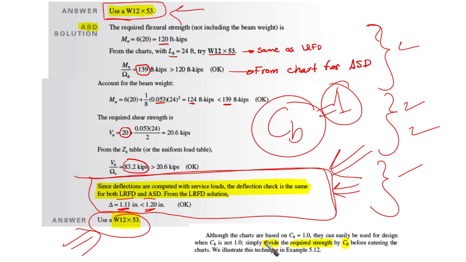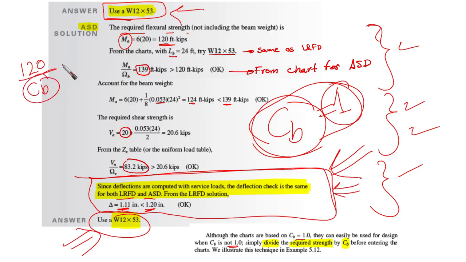Okay, although the charts are based on CB equal to 1, they can easily be used for design if CB is not equal to 1. If we have a CB that is larger than 1, then we can use this. How can we use it? Simply, whenever we are going to design, we can use the design strengths. For example, this is the required flexure strength, here 120. It is going to be divided by CB, and then we go to the charts with this value, which is going to be 120 over CB.